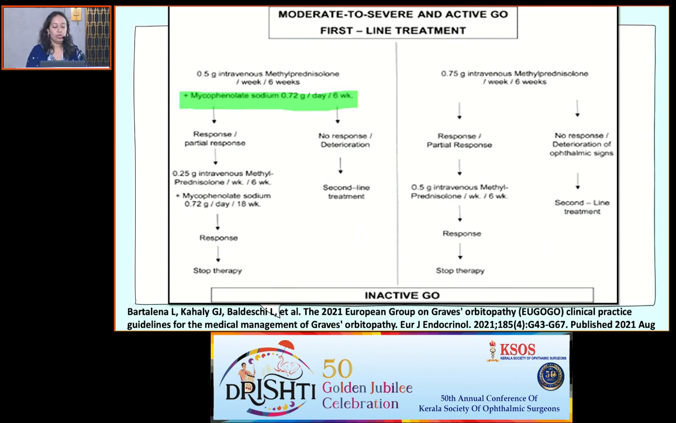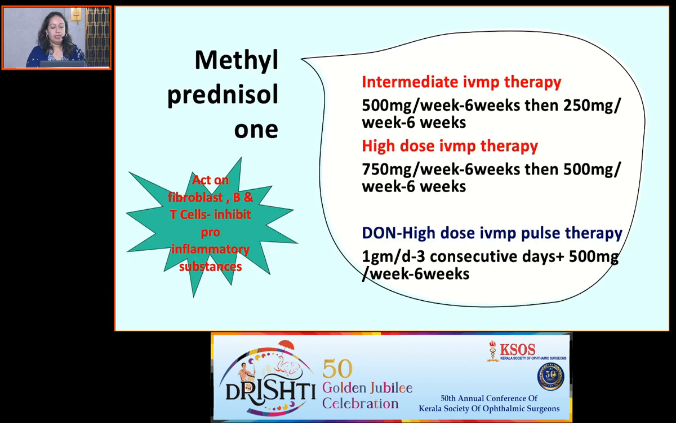So by EUGOGO, they have also mentioned, along with steroids, in case of moderate to severe thyroid eye disease, we can start mycophenolate mofetil. And in case methylprednisolone is the primary line of treatment, we can give an intermediate IVMP therapy with 500 mg per week for 6 weeks, then reduce to 250 mg per week for 6 weeks, or high dose we can even start with 750 mg and reduce to 500 mg. And in case of dysthyroid optic neuropathy, we have to give 1 gram IVMP dose for 3 days, and then we have to shift into the weekly regime.